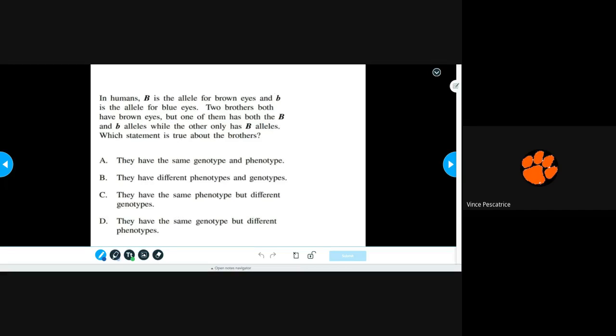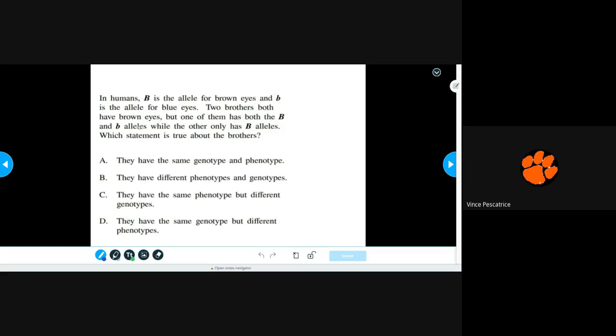All right, so I'm going to go ahead and finish this out. So back to the Nearpod. In humans, the B allele is dominant, capital B, for brown eyes, and the lowercase b is recessive for blue eyes. This is like the question I did with my brothers in my family. Two brothers both have brown eyes, but one of them has both a B and lowercase b allele, while the other only has B alleles. So which statement is true?